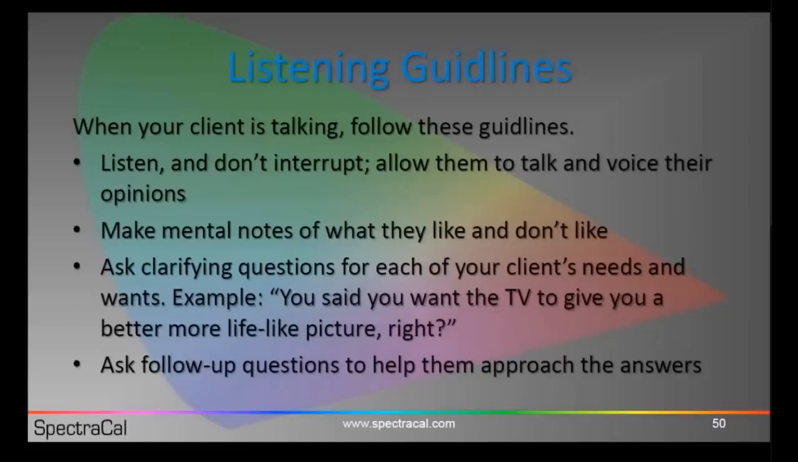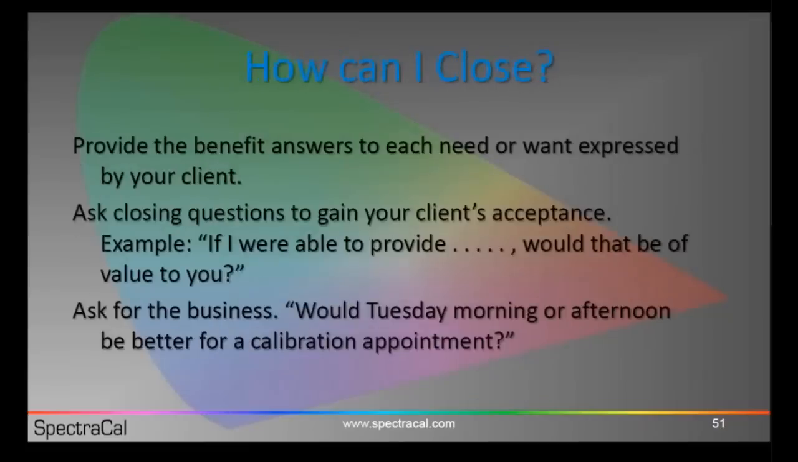In closing, then, you'll want to provide the benefit answers to each need or want that you heard them express along the way during their conversation with you. You want to ask a closing question to gain your client's acceptance, to judge their acceptance. For instance, if I were able to provide this particular benefit, would that be of value to you? And then you want to ask for the business, actually ask for a close to the business. Would Tuesday morning or afternoon be better for a calibration appointment? To give them a choice, but to lead them toward a definite decision.